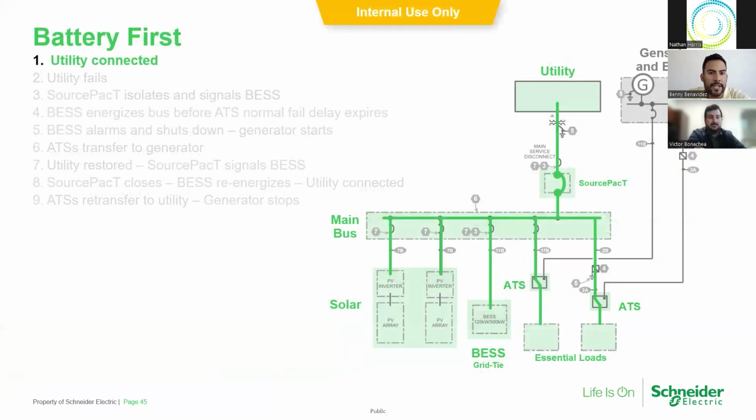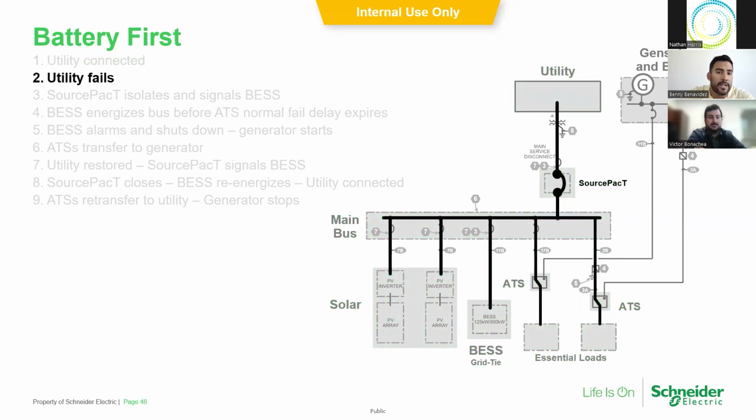So if you look at this single line diagram a little bit differently than what we previously discussed, you have utility downstream from the main service disconnect. You have source pack feed into a main switchboard. And then if you look there to the loads, you have two PV systems connected to the main bus. You have a battery energy storage system connected, and then 2 ATSs feeding off of that main switchboard, which are connected to a generator.